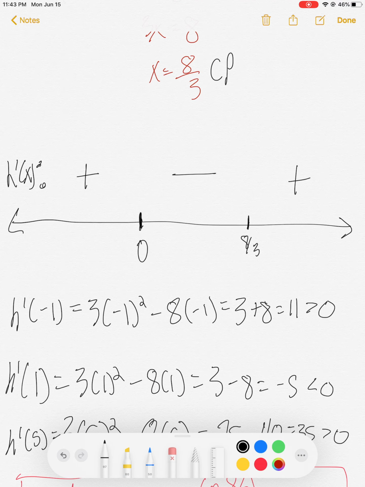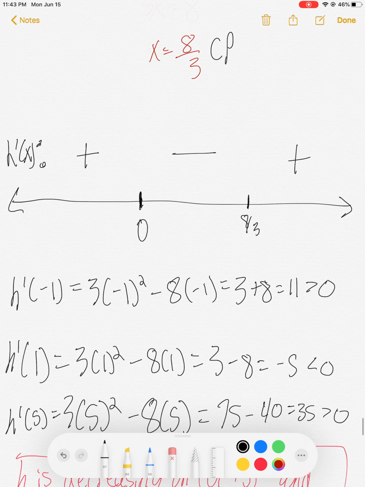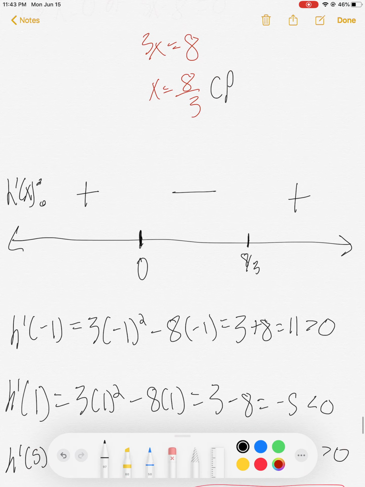And there's no global maxes or mins because the function is defined over all real numbers. So it's constantly changing. So that would be an example of a case that has no local or absolute extreme values. Anyways, that's not the function that we're dealing with here. Here, the function that we're dealing with is h of x.